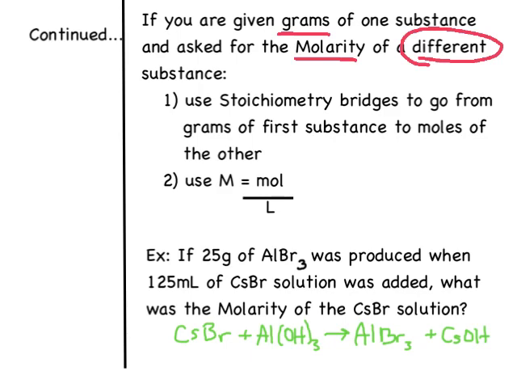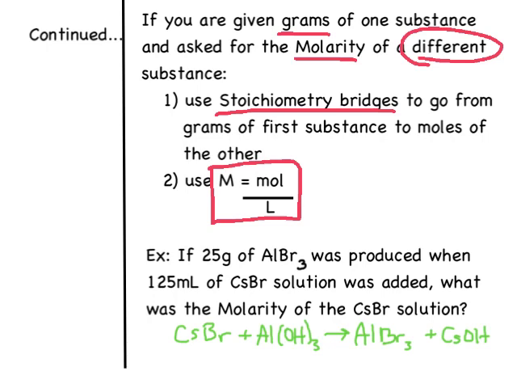So in this scenario, if you are given the grams of one substance and you have to find the molarity, you're going to first use your stoichiometry bridges to go from grams to moles of the other substance. And then you can use the molarity formula in order to solve for molarity. So let's take a look at this example here.